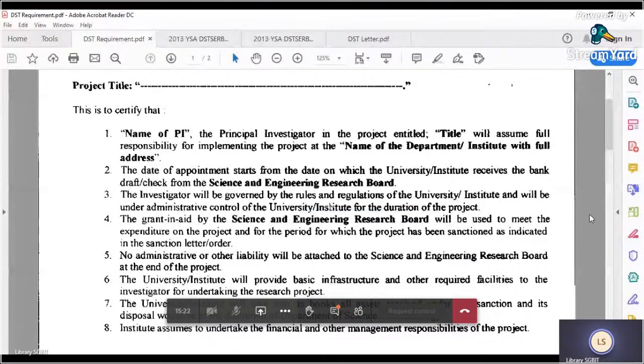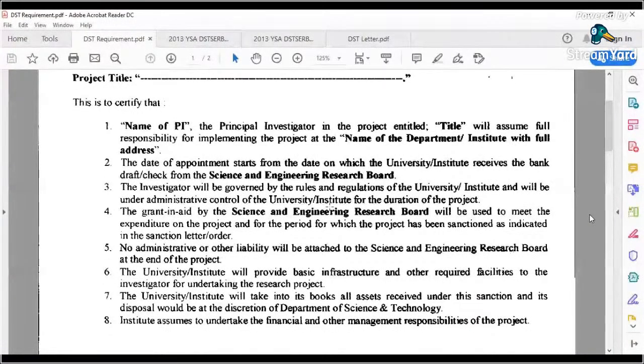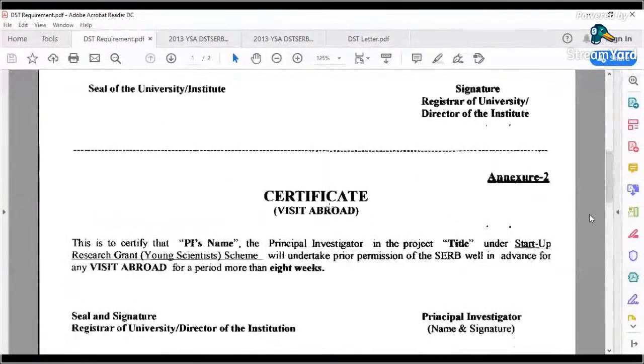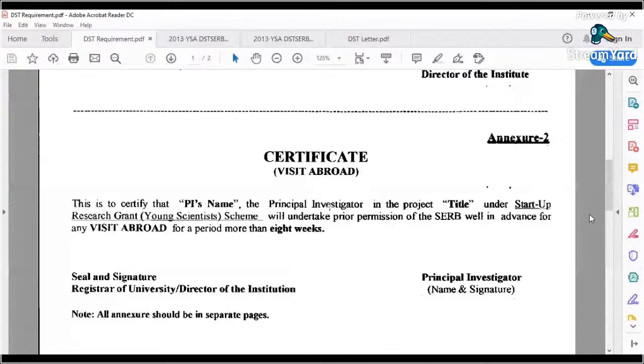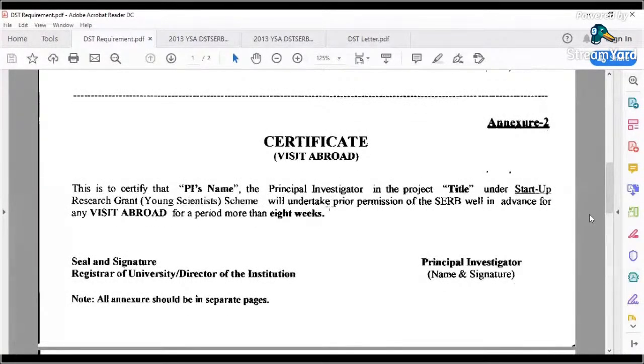So this is one of the documents which needs to be sent. So you needed the seal of the institute, the signature of the director of the institute. Then in 2013, you also needed a certificate if you were visiting abroad, and this had to be given to DST 8 weeks before you are planning any visit abroad for a conference or any coursework. This is not applicable in 2020 because there's a separate grant which is known as International Travel Fund or International Travel Scheme. So this certificate is not applicable in 2020. This certificate has been removed.